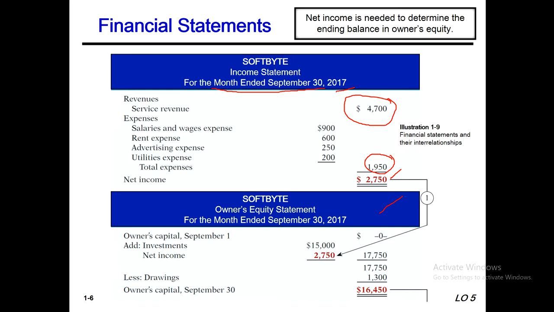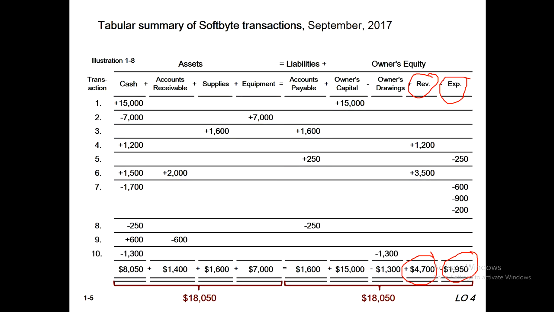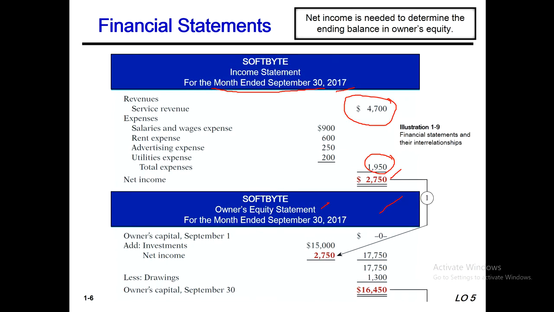Okay, now we prepare the owner's equity statement. Please look here, everybody. This is our owner's capital, this figure, and this is the owner's drawing, these figures. Now we consider the investment. This is our investment, this is net income shifted from the income statement, and this is the drawings, resulting in the owner's capital at September 30. That means this is the closing capital.